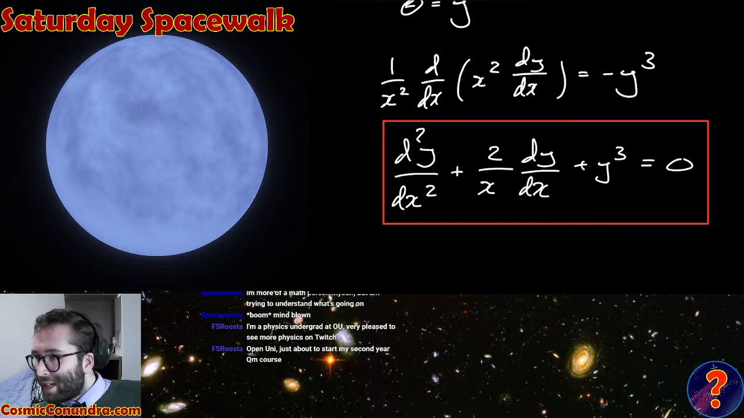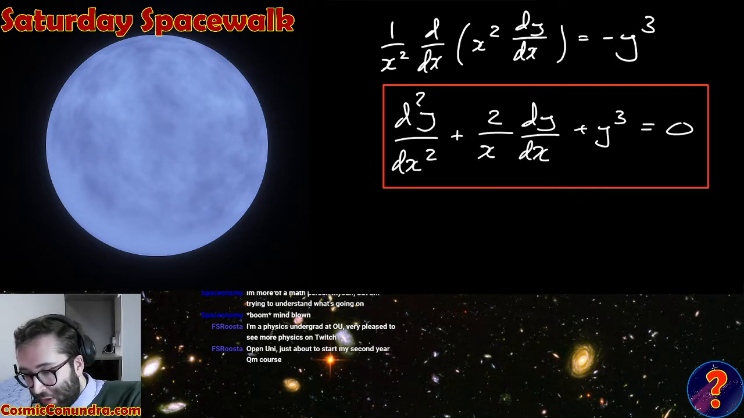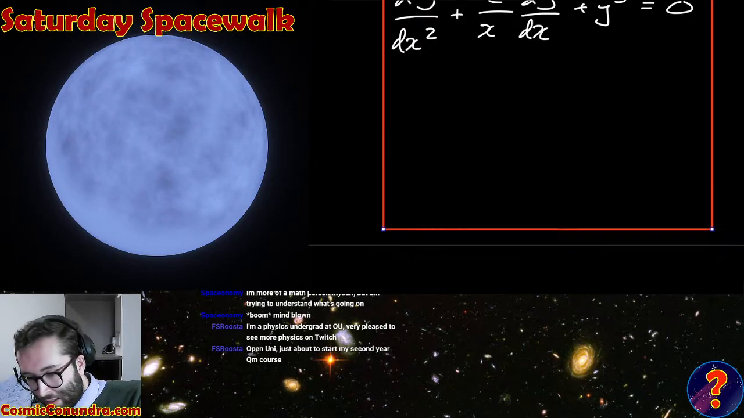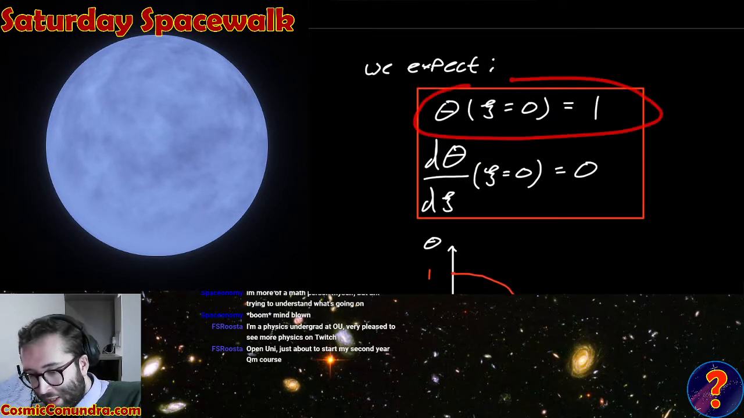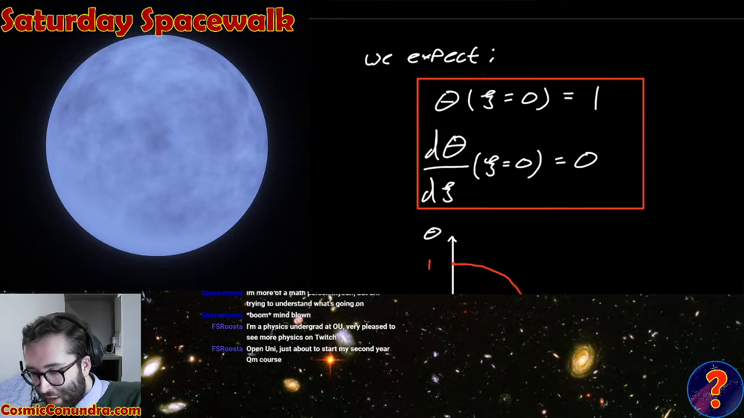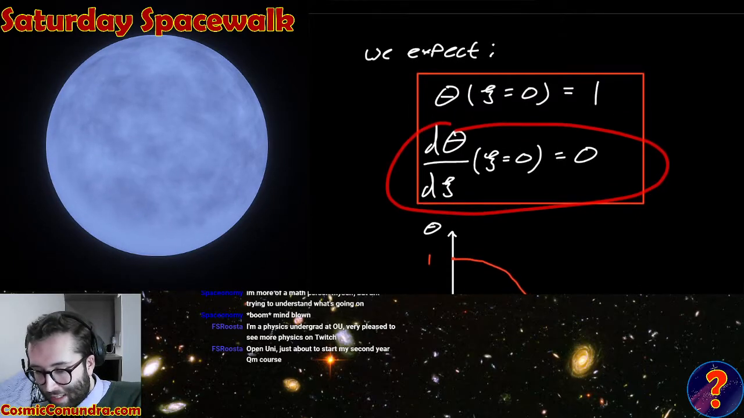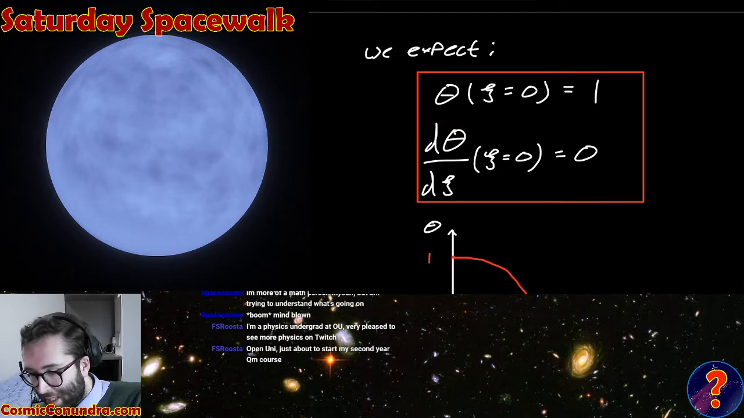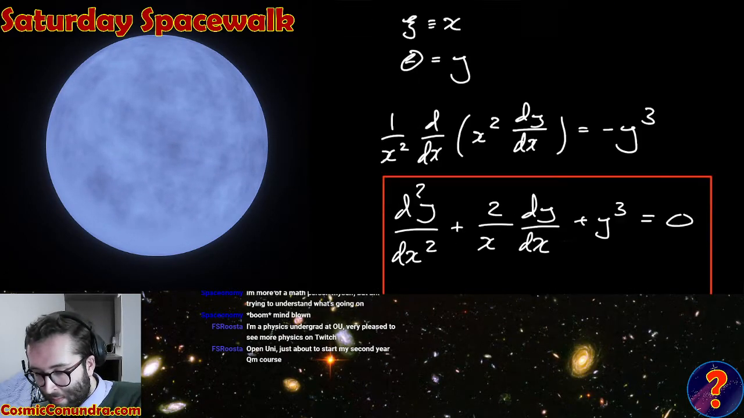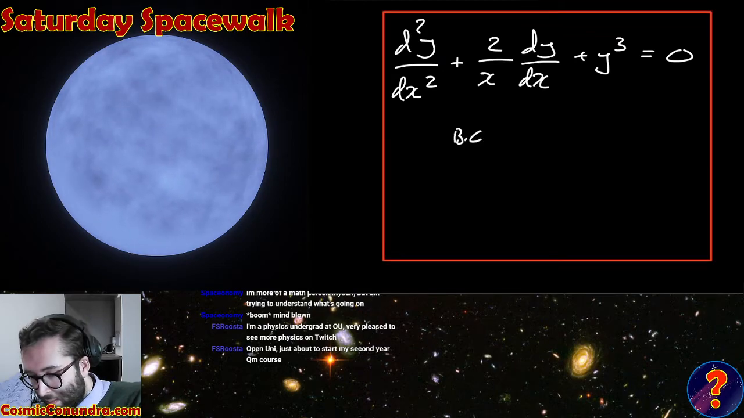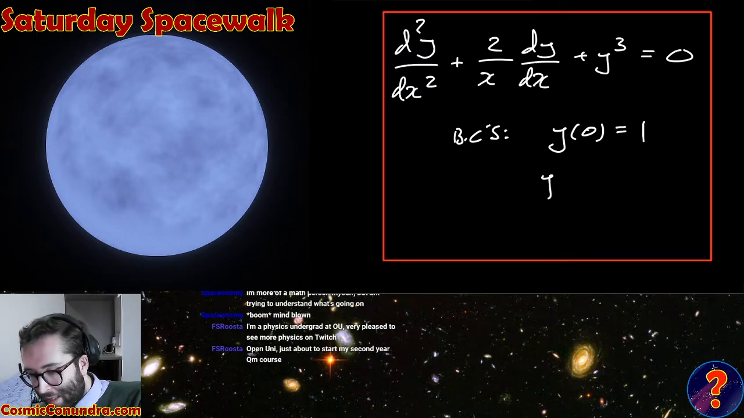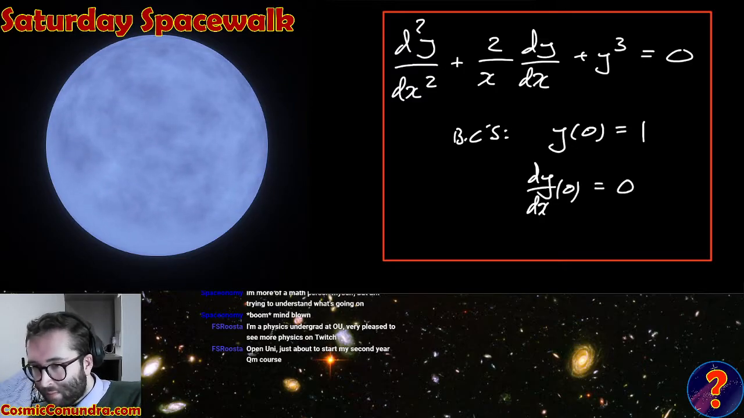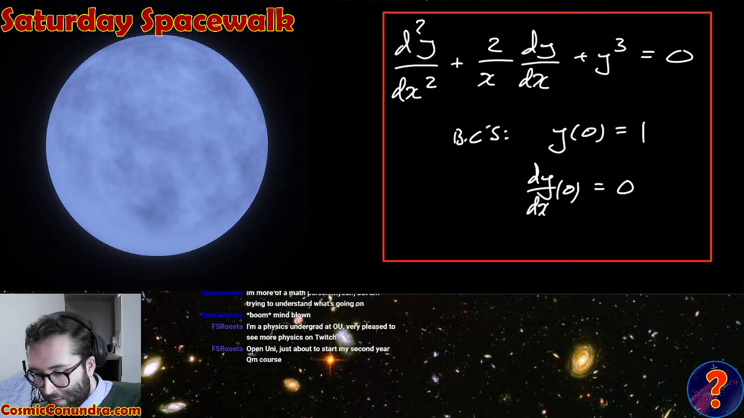And the approach I take to solving this, oh well actually hang on, I should also translate the boundary conditions. So remember our boundary conditions were that theta at psi is 0 was 1, and the derivative of theta with respect to psi at psi is 0 was 0. So now just swapping the theta for y and the psi for x, my boundary conditions are y evaluated at 0 is 1, and dy/dx evaluated at 0 is 0. Okay, those are my boundary conditions.